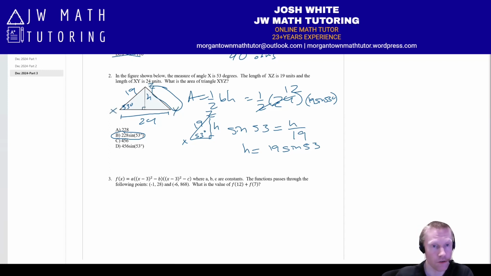And one last thing to mention is notice, even though it looks like it, you're not told, at least from what I read online, that XZY is a right triangle. So you cannot assume that this angle up here, angle Z, is a right angle, unless they tell you that, or unless it was marked in the diagram. But usually they would tell you that in the text, in addition to marking it in the diagram. They wouldn't just mark it in the diagram but not say anything in the text.